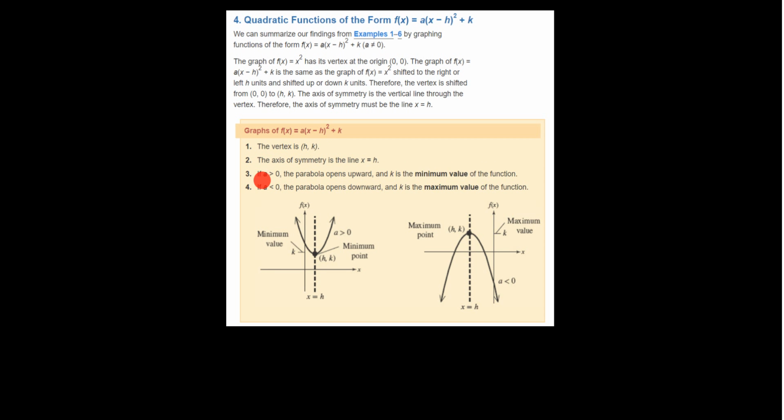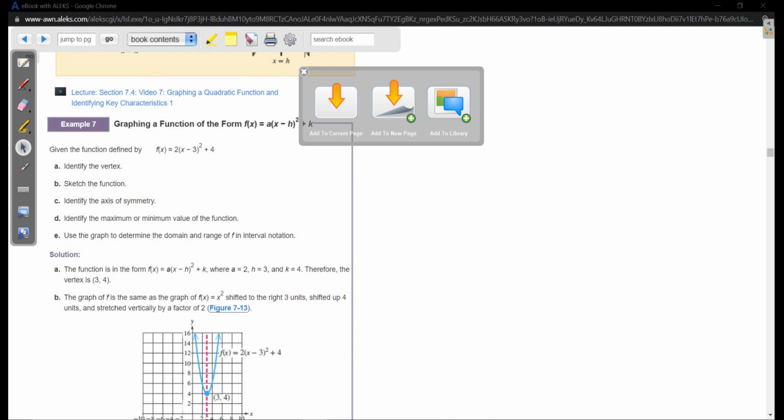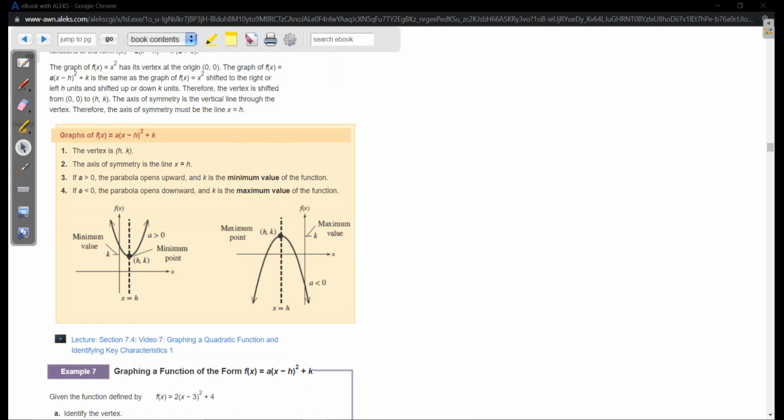If a is greater than 0, and again, this is what I was talking about before, we're going to be opening upward. If it's less than 0, we open downward. And of course, if we're opening upward, we have a minimum value, and if we're opening downward, we have a maximum value. Okay, so let's put all those into practice and look at this. We have everything we need to work on this, and just for the sake of this, let's follow along for this problem anyways.